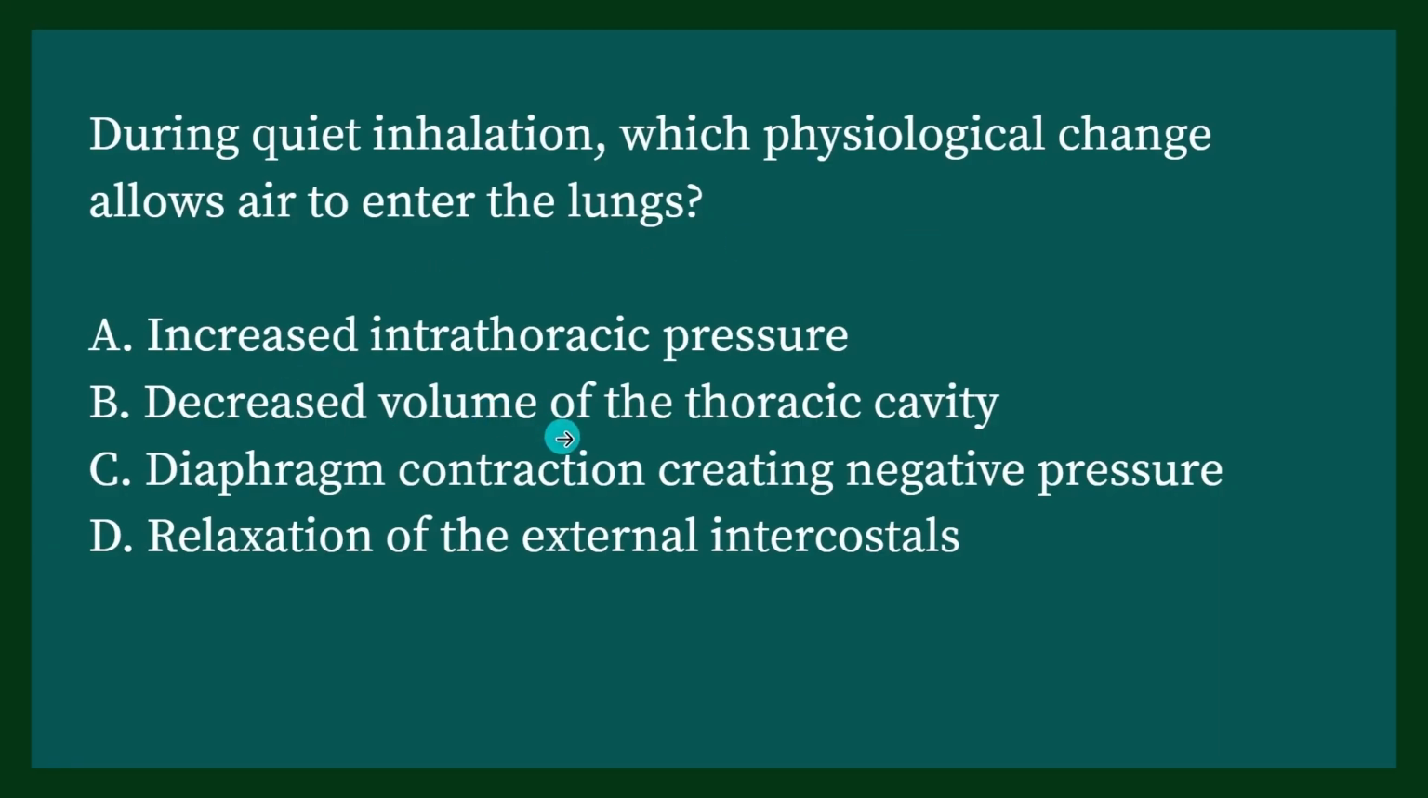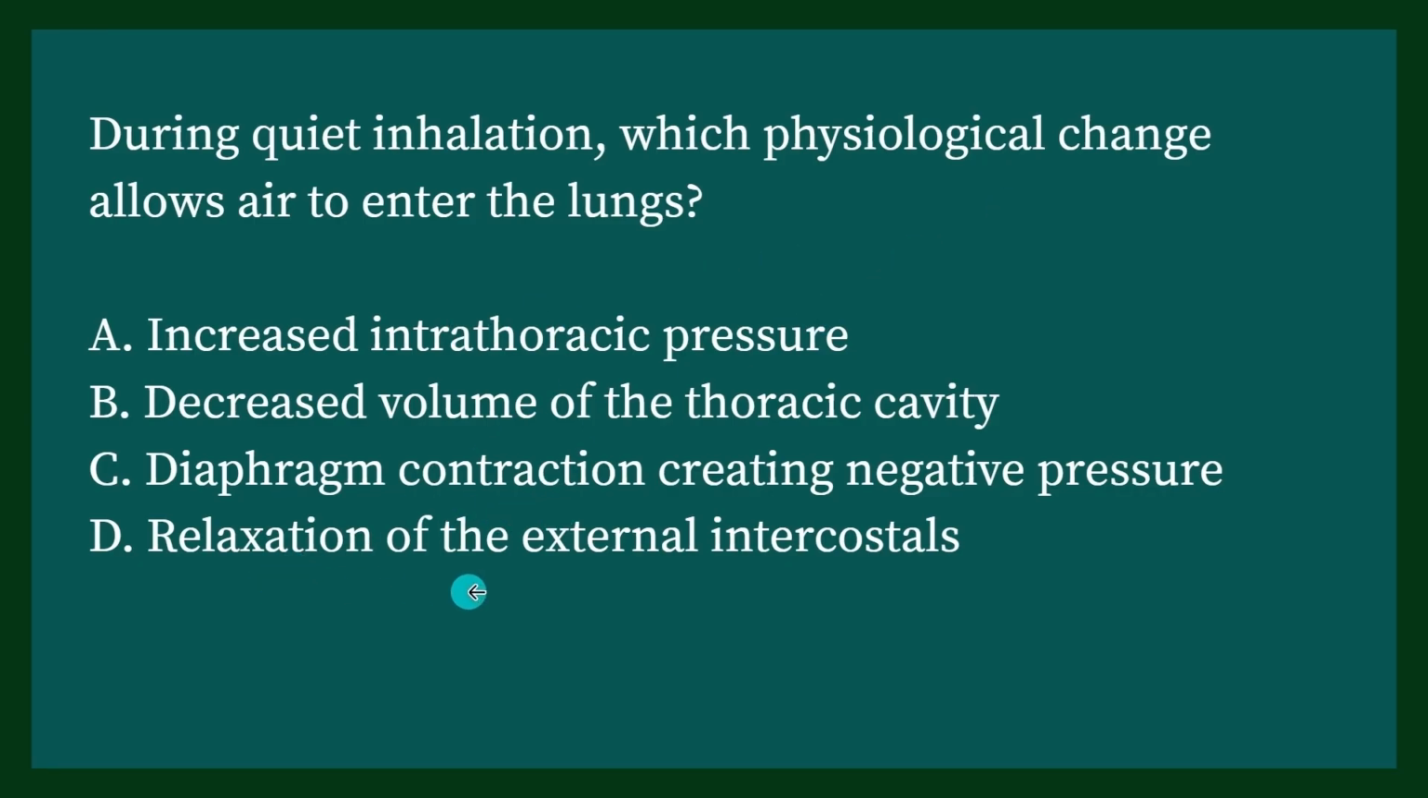B, decreased volume of the thoracic cavity, which means there's a smaller volume in the cavity, which means that there's going to be more intrathoracic pressure. So B would not be right either. C, diaphragm contraction creating negative pressure. Negative pressure meaning less pressure when the diaphragm contracts. So less pressure meaning that the cavity is opening because the diaphragm is contracting. So that does allow air into the lungs.